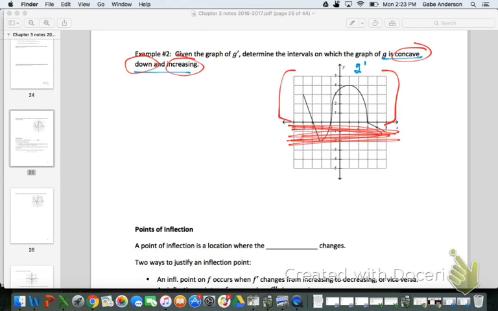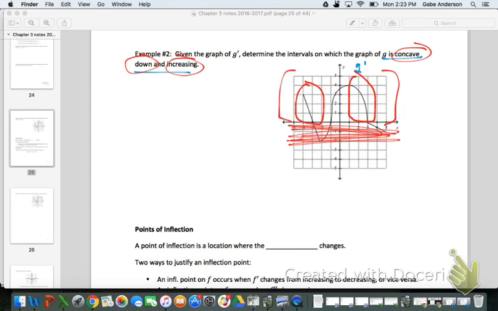So I'm going to restrict myself to the upper part of the graph. I'm going to look for places where G prime is decreasing. And I see a couple of them. I see one of them right here. And I see another one right there. Does that make sense?